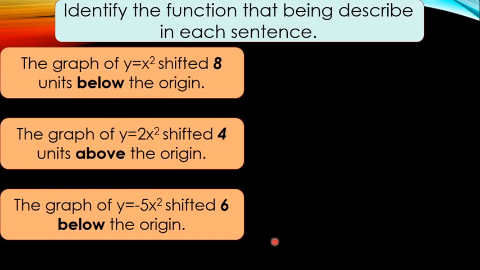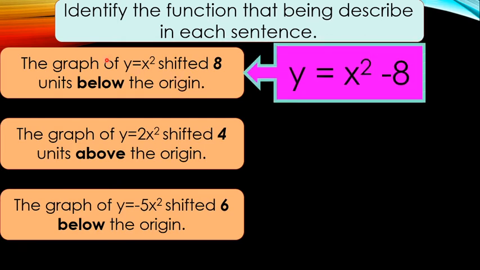Now, given this behavior of the graph, can you identify the function that is being described in each sentence? First, the graph of y is equal to x squared shifted 8 units below the origin. Just write x squared here, and then below, minus, and then 8. 8 units. That's it.